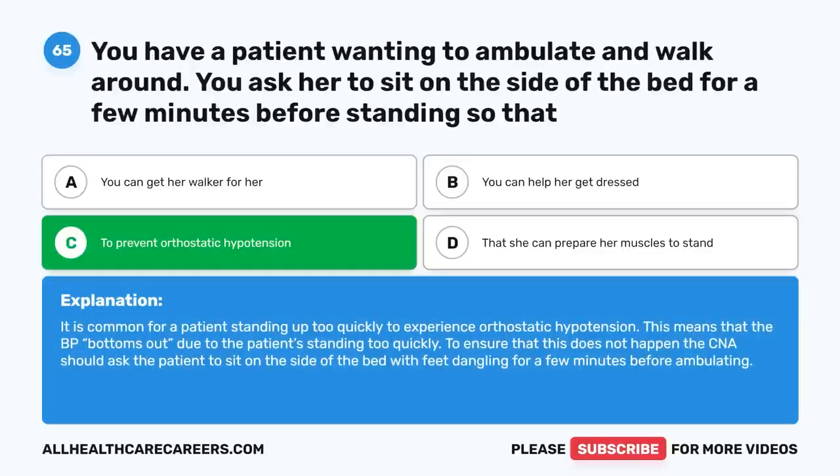It is common for a patient standing up too quickly to experience orthostatic hypotension. This means that the BP bottoms out due to the patient standing too quickly. To ensure that this does not happen, the CNA should ask the patient to sit on the side of the bed with feet dangling for a few minutes before ambulating.